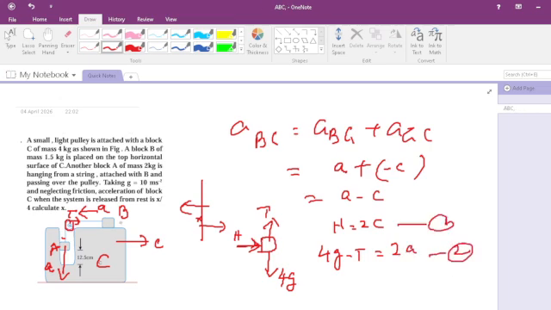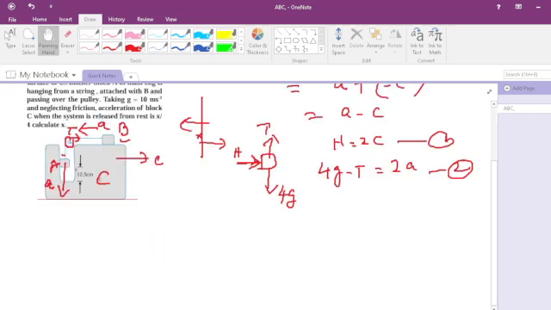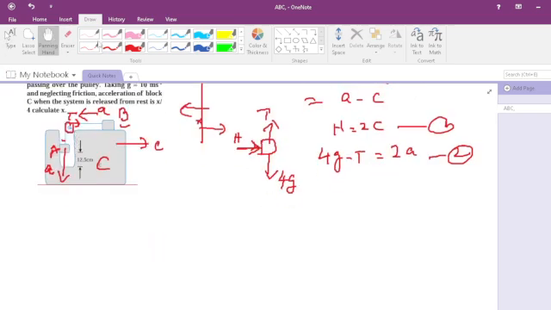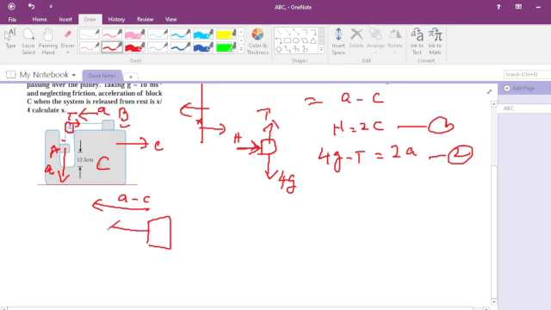The third equation can be obtained with block B. If you write the free body diagram for block B, it will look something like this. So block B is here. It is going with respect to block C with a minus c. The mass of the block is 1.5, and in this direction the T force is there. So I can write T is equal to 1.5 into a minus c. This is my equation 3.